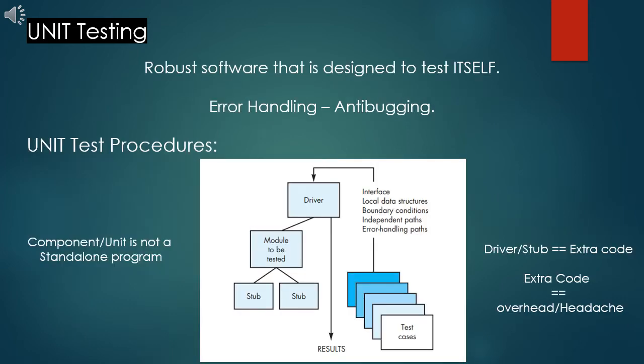As said in the earlier slides, it is necessary to have error handling routines within a software unit. That is, to have a software unit which can test itself robustly. In your C++ course or Java course, you would have learned about exception handling, that is the try, catch, throw logic. This is what is referred to as error handling routines. This approach is called anti-bugging, where we try to crush the bugs then and there within a unit itself.